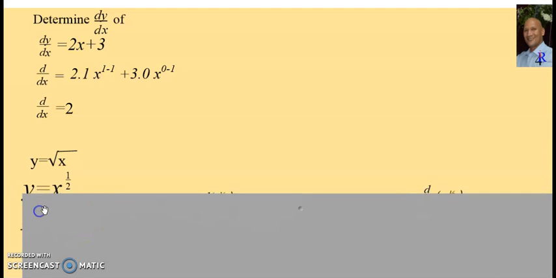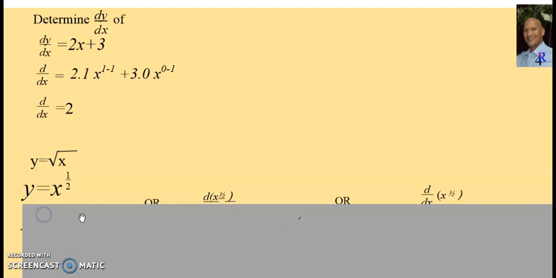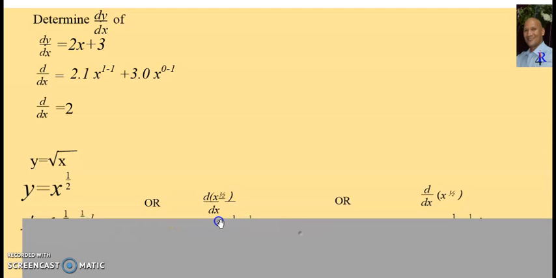Now that I have y is equal to x to the power of a half, I can do y prime, I can do d of x to the power of a half over dx, or I can do d over dx of the function x to the power of a half. All 3 of which will render the same answer.